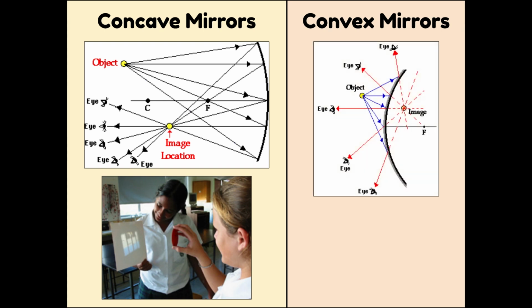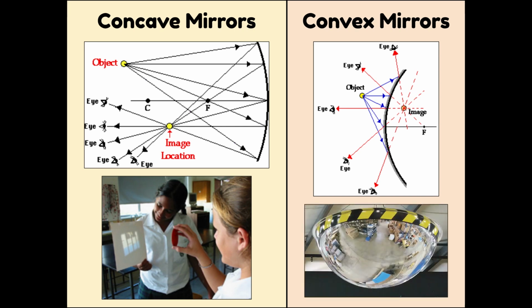For a convex mirror, this is the type of mirror that bulges outward, and instead of converging light together, this type of mirror diverges light, which means it spreads it apart. All of the observers who look at this mirror would think that they're seeing light coming from inside the mirror because of the nature of reflection. Again, this is a review, so I'm expecting you've already seen a little bit about this in a previous lesson.